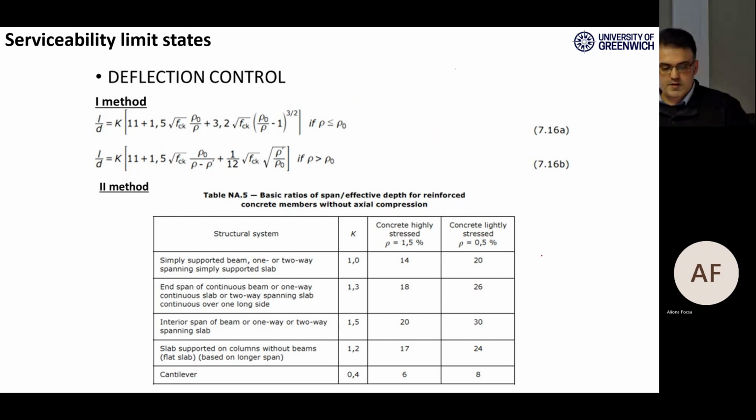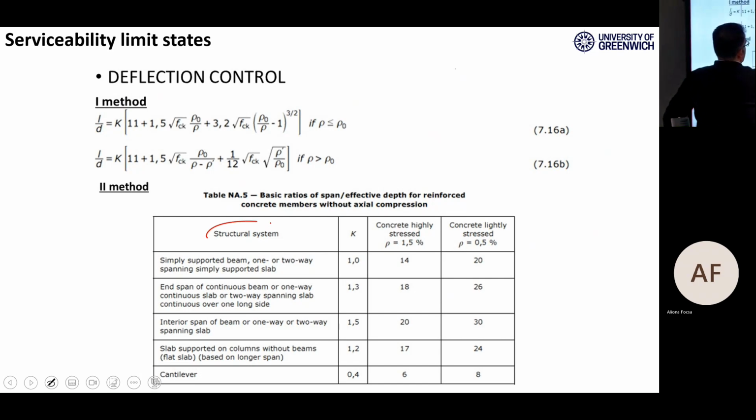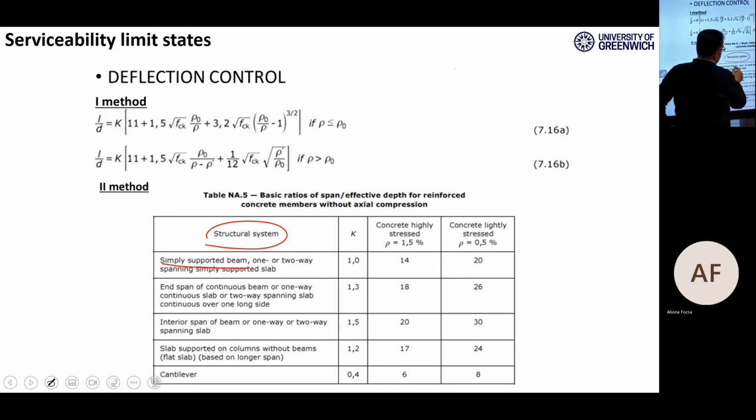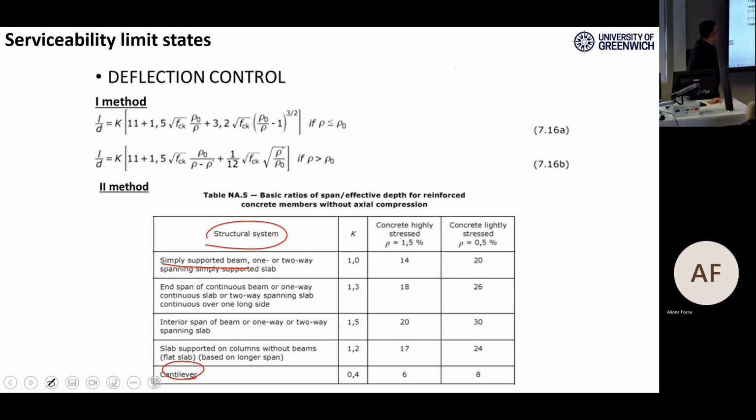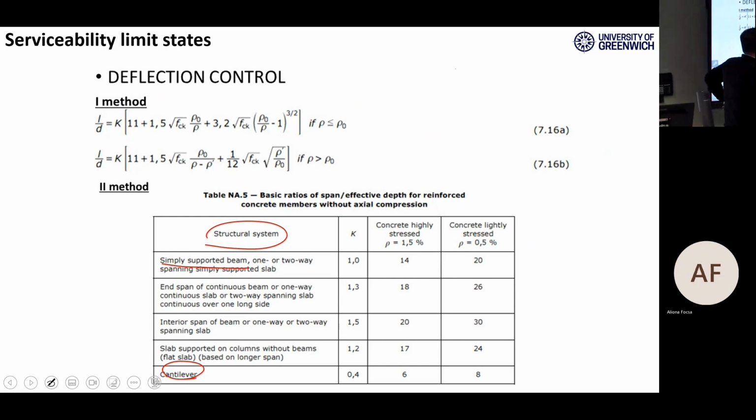And if you go for the table, for example, for different structural systems, like simply supported beam, one or two-way spanning simply supported slab, and for example, cantilever beam, for example, if you have two columns differently here.